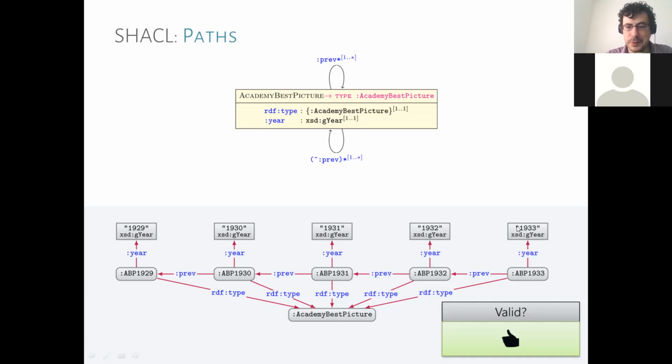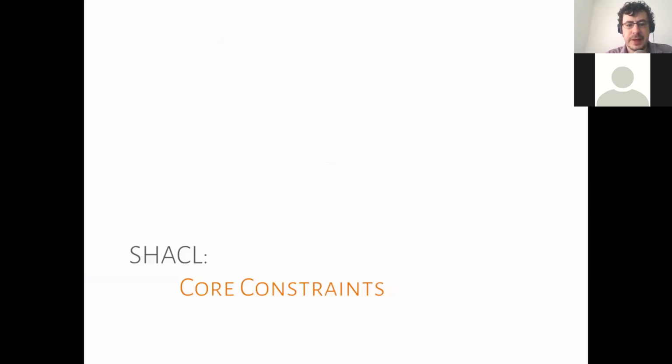On the other hand, if we're missing a year here, for example, then all of these nodes would fail. All of these nodes would fail because there is a node reachable by inverse previous that doesn't satisfy the Academy Best Picture shape. Okay. So, okay. Any questions or doubts?